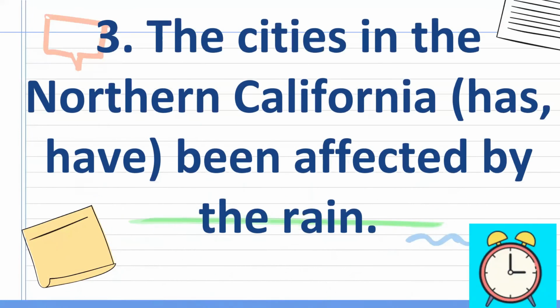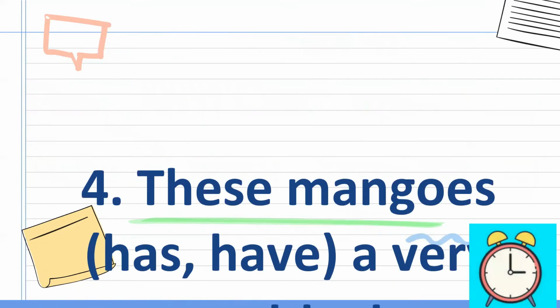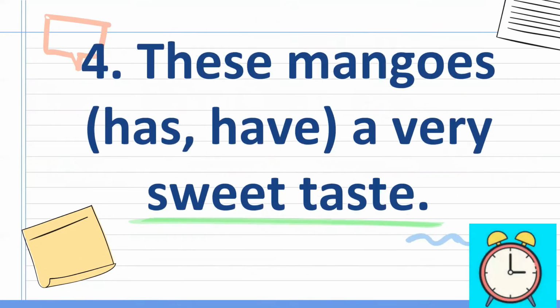Next, number 3. The cities in the Northern California have been affected by the rain. The correct answer is have, because our subject is the word cities. Next, number 4. These mangoes have a very sweet taste. In this sentence, our verb should be have because our subject is mangoes, which is plural.